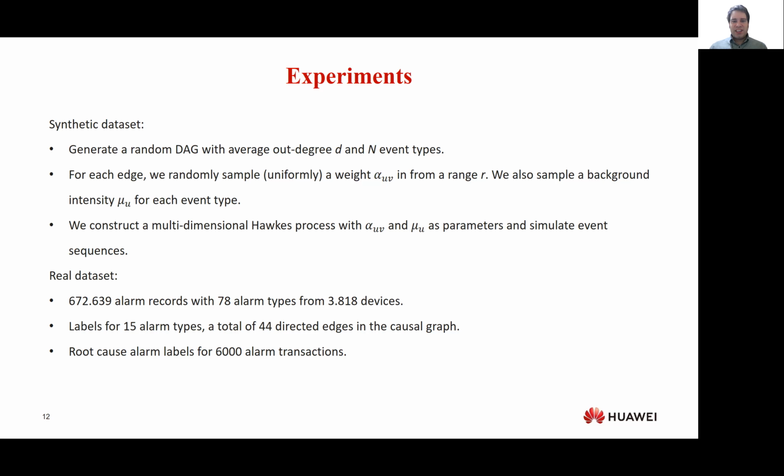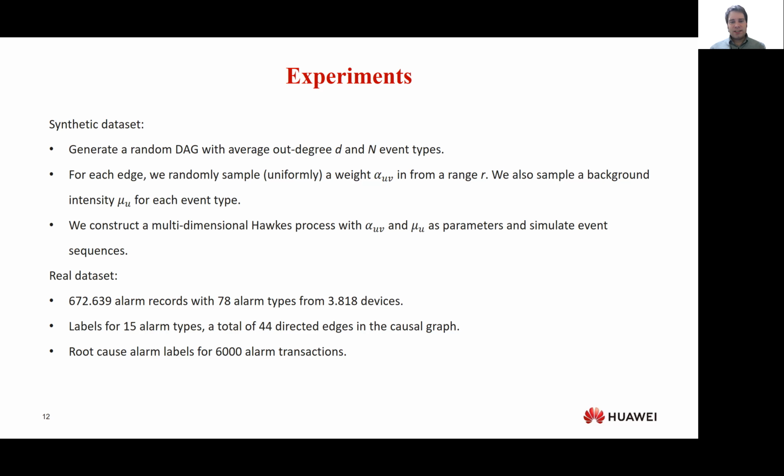Then for each edge in the graph, we sample a weight alpha from a range. Different ranges are tried here to see how different influences affect the result. We also sample a background intensity mu for each alarm type, and then we construct a multidimensional Hawkes process with both alpha and mu as the parameters to simulate event sequences.